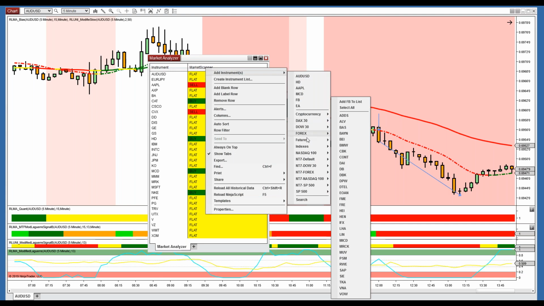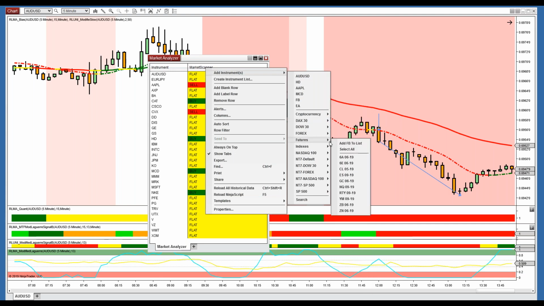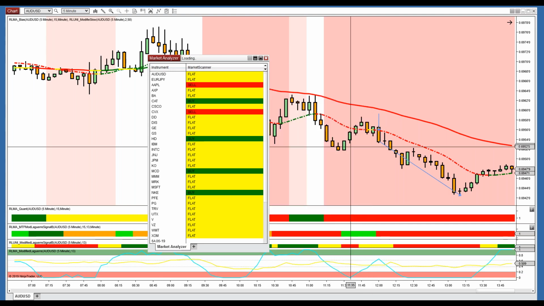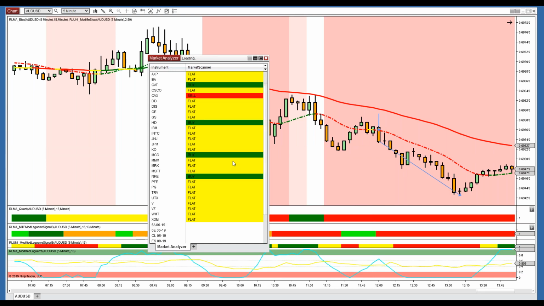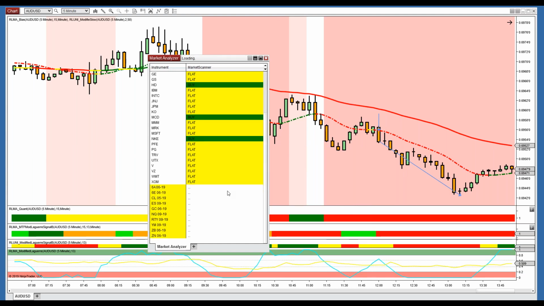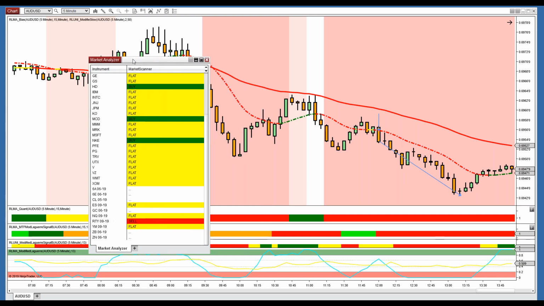Now there's the DAX. Let's take a look at some futures. Let's select all, and I just added all the futures in. They're all down here. It's going to take a while for them to accumulate data. Some of them are dead, actually. But let's take a look at the RTY, because it's giving us a sell.